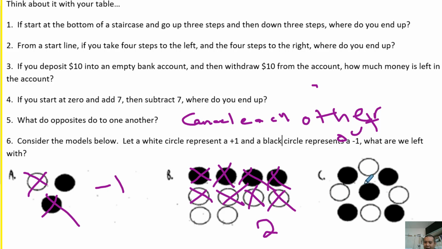Okay. Here we have five blacks, or negative ones, and four whites, positive ones, which means that this black cancels out with this one. This white cancels out with this one. This white cancels out with this one, and this white cancels out with this one, leaving us with one black, which means our final amount is negative one.